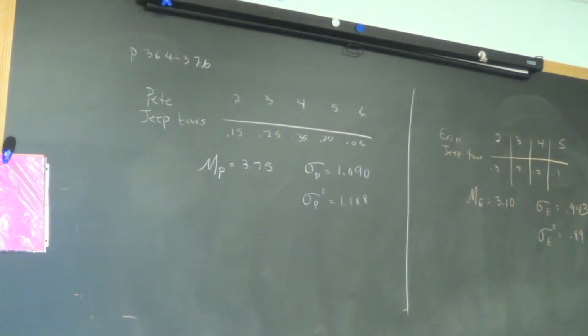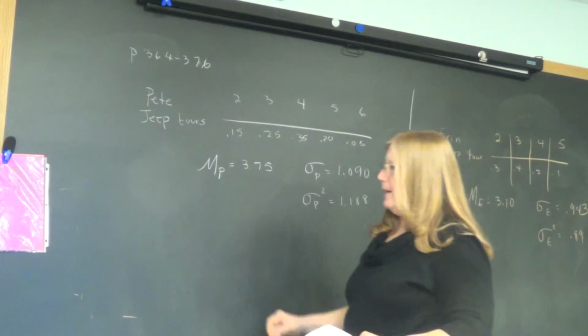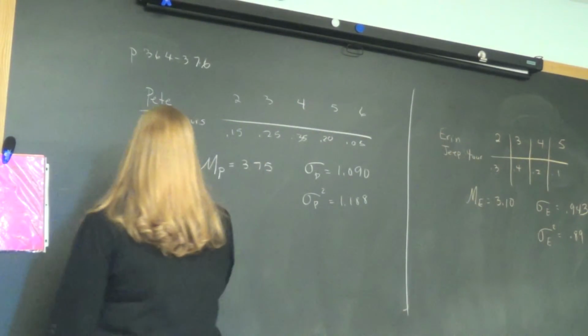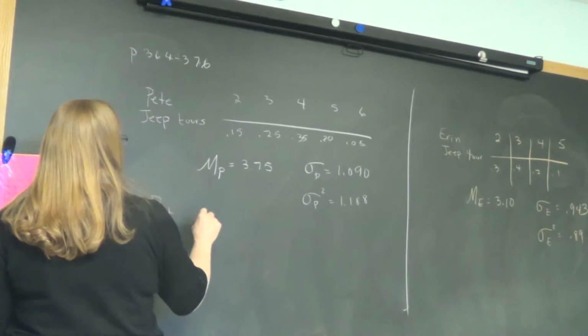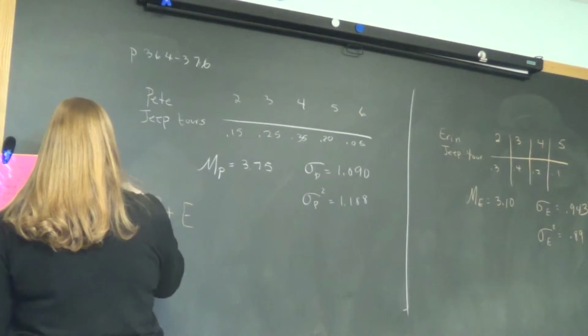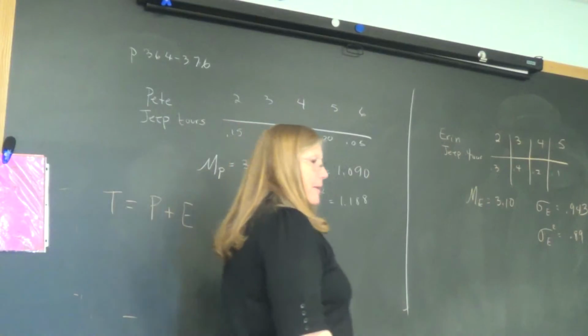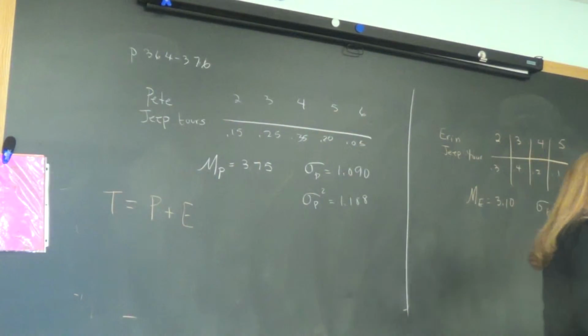So, because they are going to get married, we are going to take the random variable, I'll call it P for Pete, and add it to the random variable E for Aaron. So we're going to total their operations. They're going to throw all their profits and so forth in the same pot and save up for that dream house.